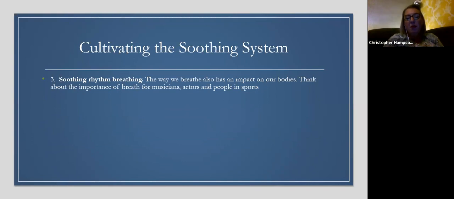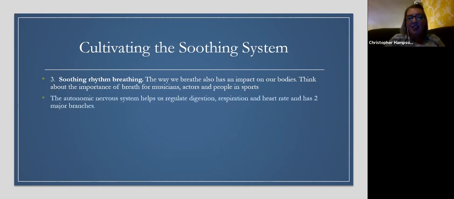So, soothing rhythm breathing. The way we breathe also has an impact on our bodies. So think about the importance of the breath for musicians, actors and people in sports. I don't know whether many of you as integrative therapists already do a lot of this in sessions, but I really like to do this with clients, especially clients who are working with anxiety, depression, low mood.